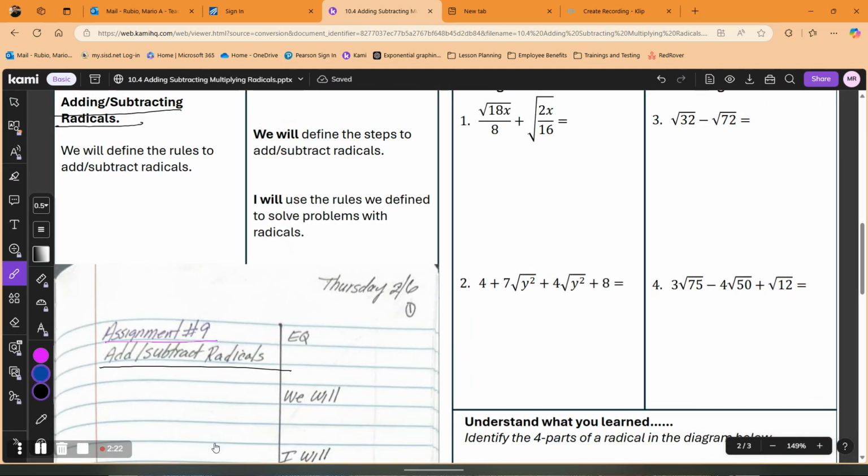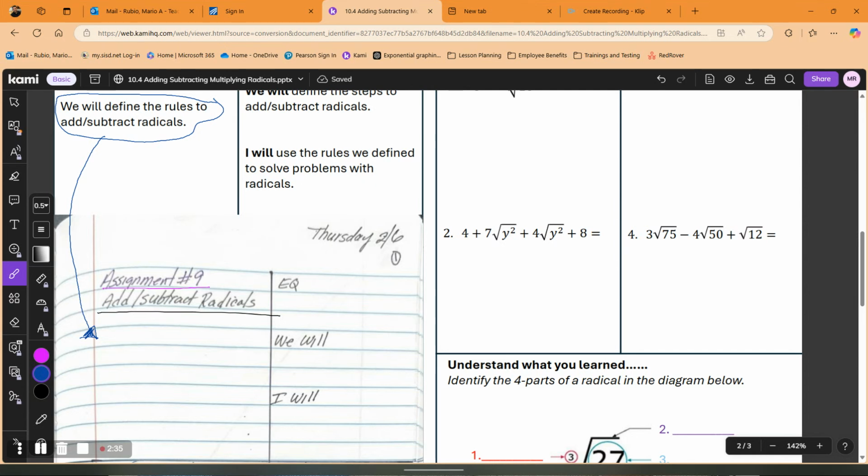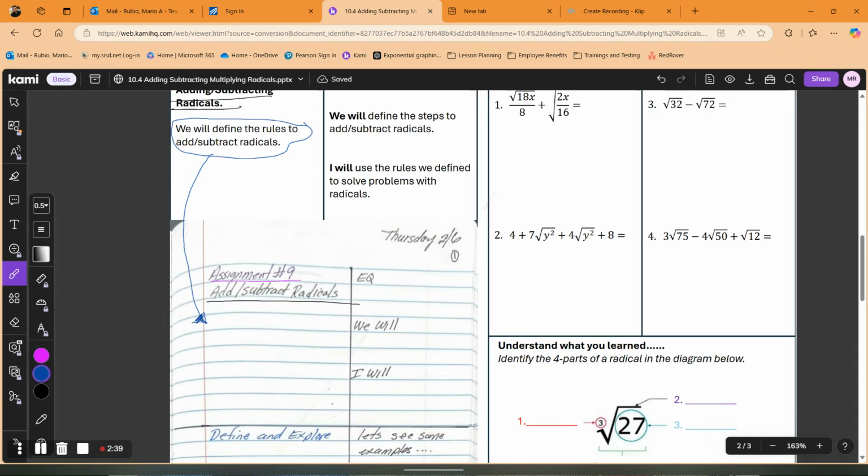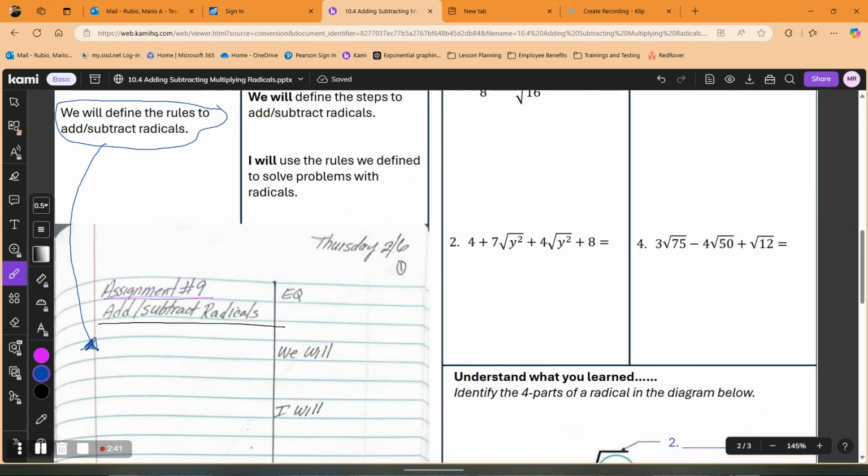And then the objective, or what we're supposed to be doing today, is we will define the rules to add and subtract radicals. I expect you, when I'm reading these and displaying them on the screen, to write them in your notebook. So here you should be writing whatever I'm showing you on the screen in the Nearpod videos, or on the videos in Nearpod.